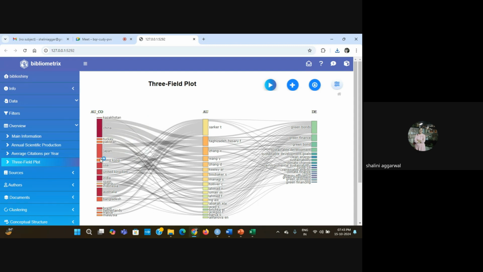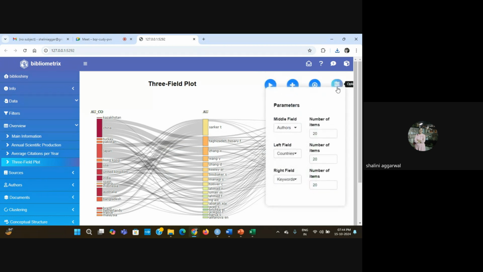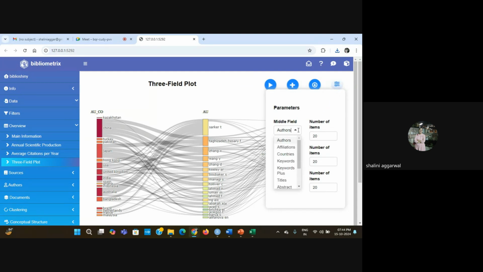Can you see this? This is talking about the author's country. This is talking about the name of the author, and this is talking about the keywords, right? So what I have done from here, there are different parameters. If you do not want the author's name, then normally it is not there. So we will be taking only the authors and this information.